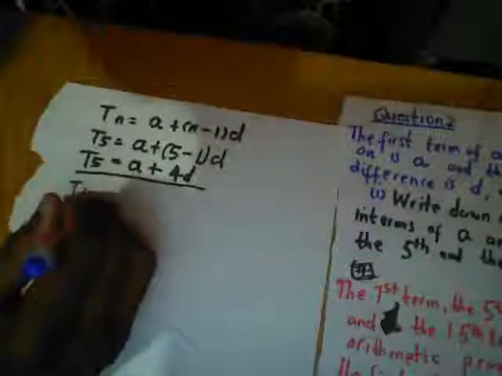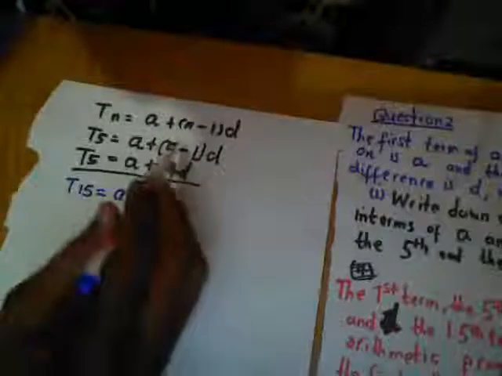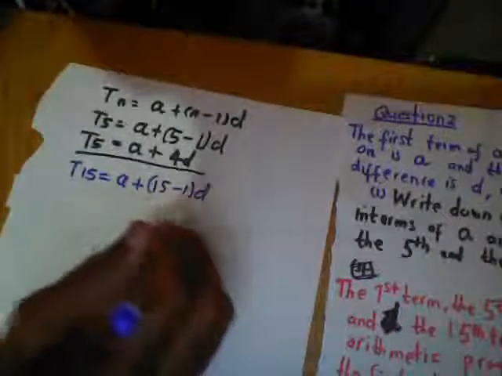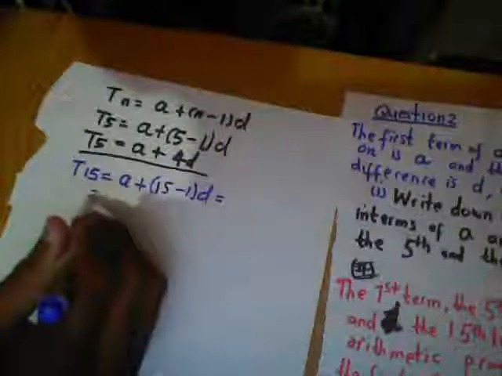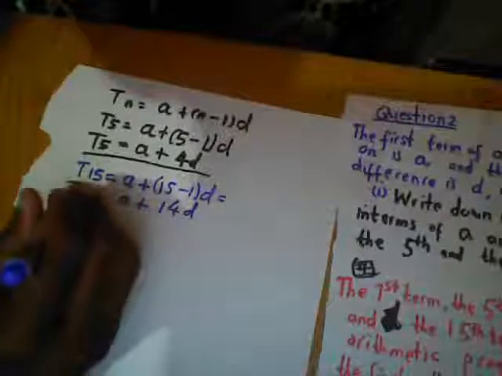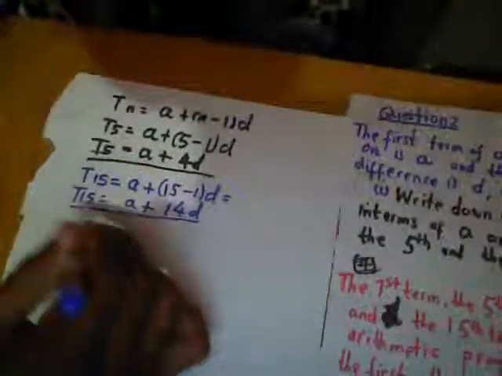Now the 15th term. For 15, T15 is equal to A plus 15 minus 1 times D, which is A plus 14D. So we have the 5th term and the 15th term of the arithmetic progression. So the first part is done.